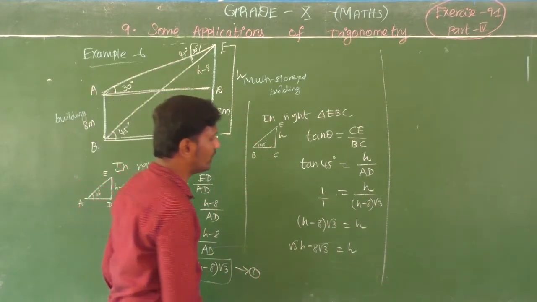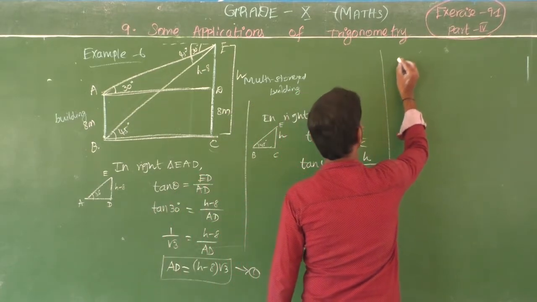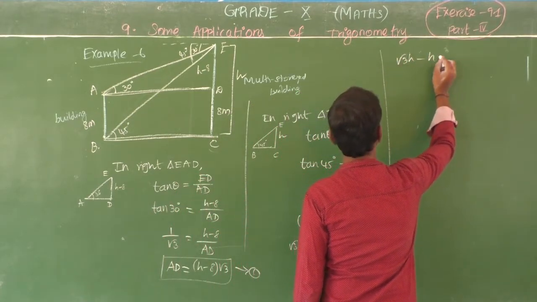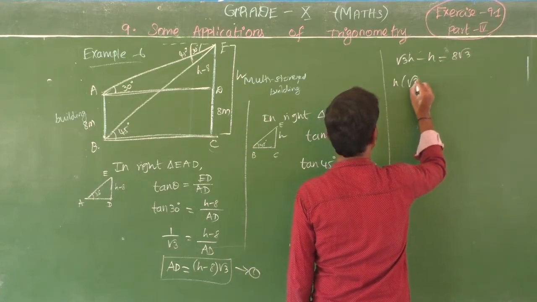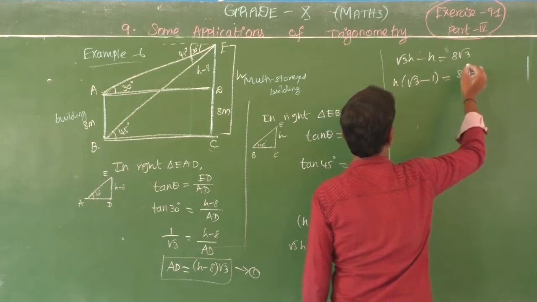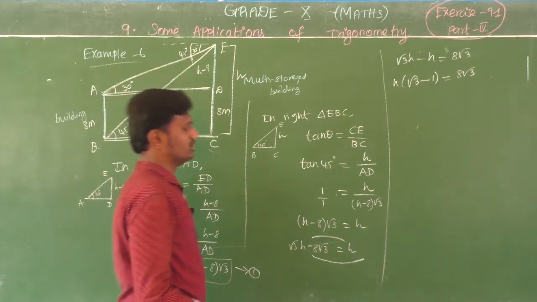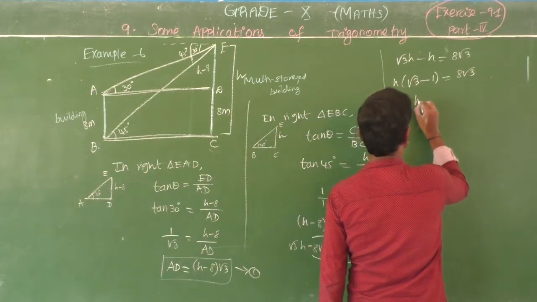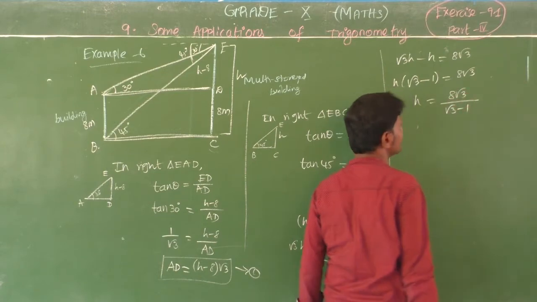Now I want to move terms to get root 3 H minus H equal to 8 root 3. Now H is common on both terms, so H into root 3 minus 1 equals 8 root 3. Now I need only H, so H equals 8 root 3 divided by root 3 minus 1.